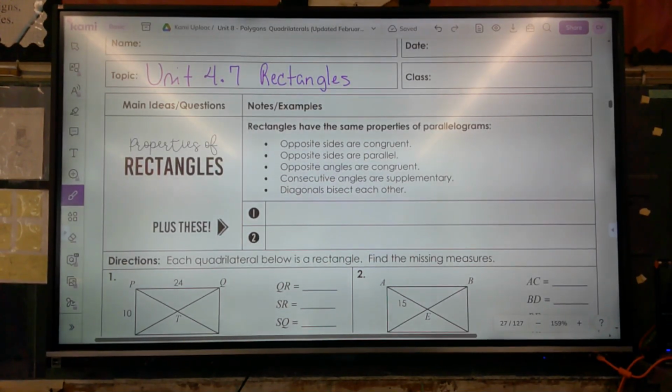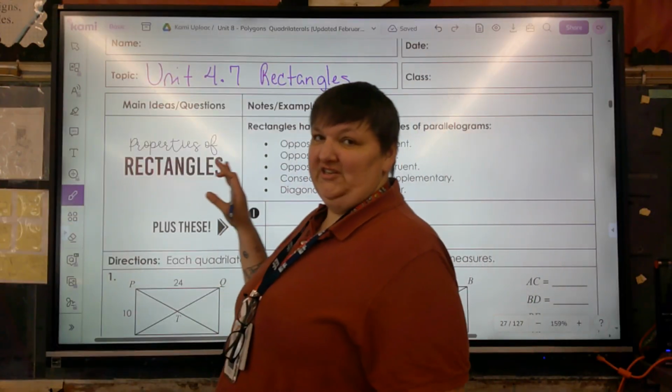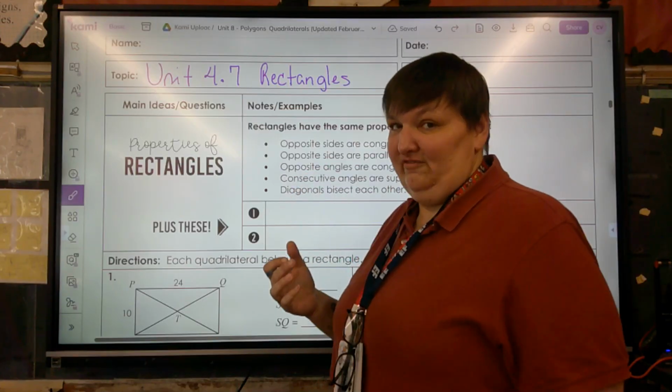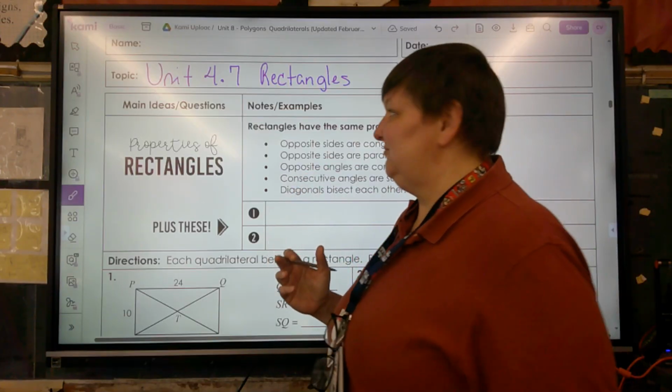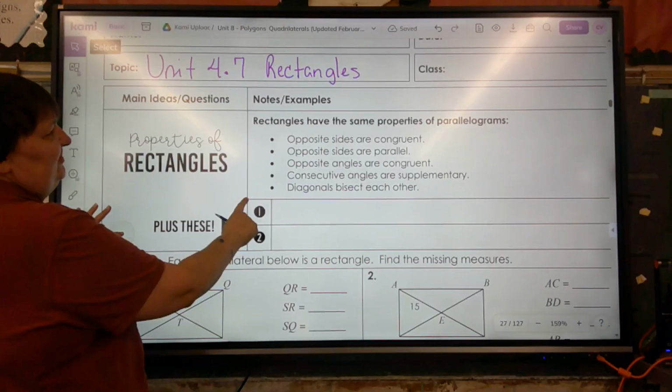All right, unit 4.7, rectangles. Not much is going to change from 4.6 to 4.7. Some of the rules are the same. We're going to add a few new rules, but pretty much the same concept, right? So, properties of rectangles.